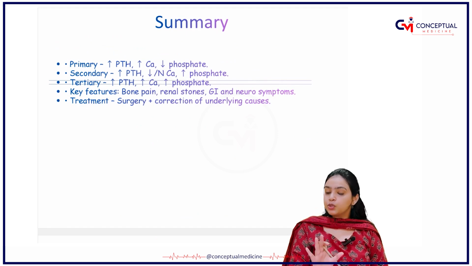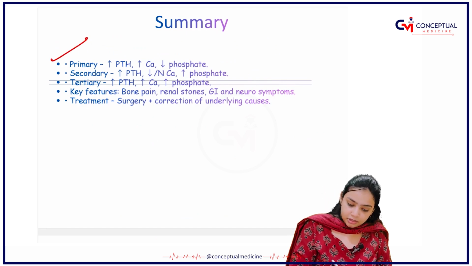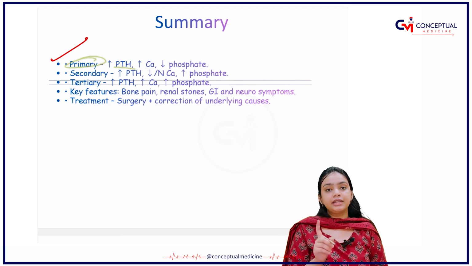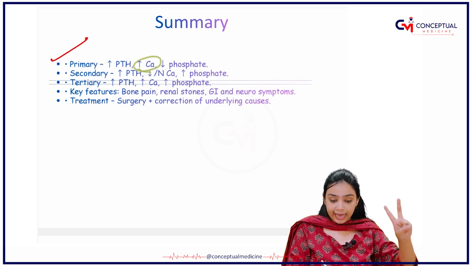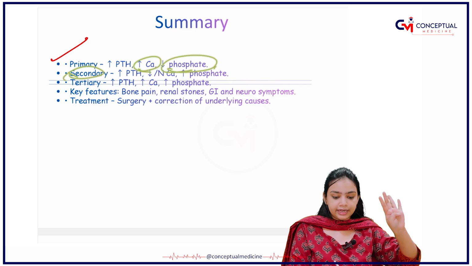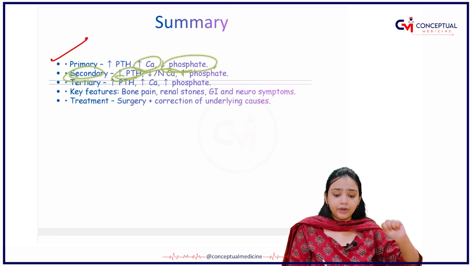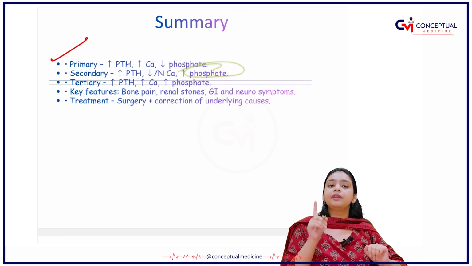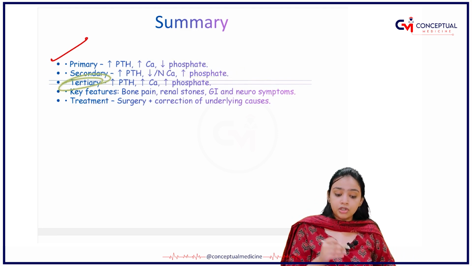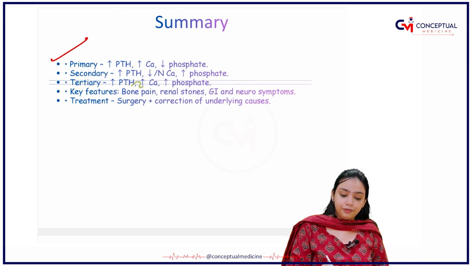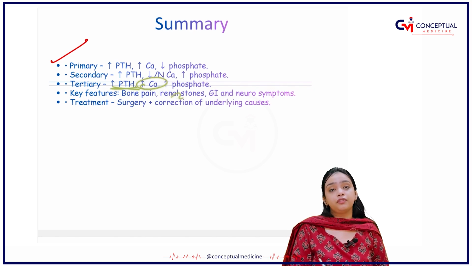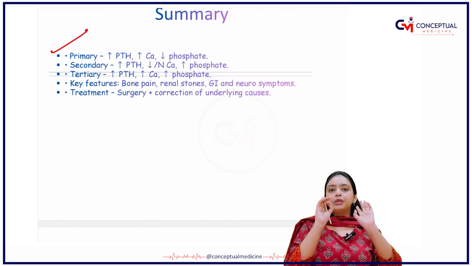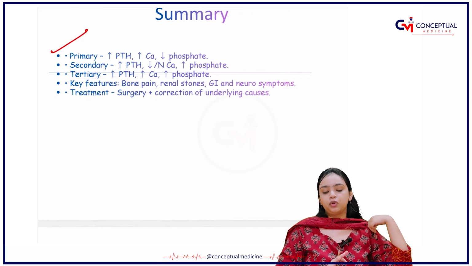So guys, this was all. Let's just see the summary. This is your summary table. In primary there is increased level of parathyroid hormone, calcium, and decreased level of your phosphate. In secondary, increased level of parathyroid hormone, decreased or normal level of your calcium, and increased level of your phosphate. In the tertiary, there is increased level of your parathyroid hormone, increased level of calcium, and increased level of your phosphate. So guys, just try to make a summary table at the end of the topic also.